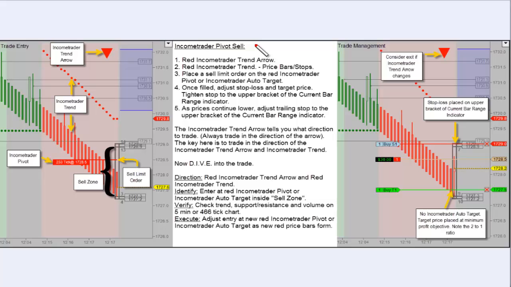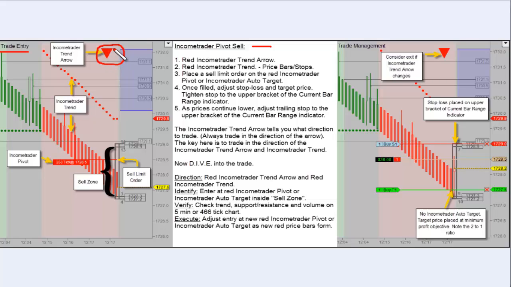Today we're going to take a look at the Incometrader Pivot Sell Setup. If you take a look at the chart to the left, our trade entry part of the setup, we are looking at this newest and greatest indicator of ours called the Incometrader Trend Arrow. Basically the way it works is if the trend arrow is red and pointed down, you're looking for shorting the market. If the arrow is green and pointed up, then you're looking to go long the market or buy the market. So in this case, we have a down red arrow.